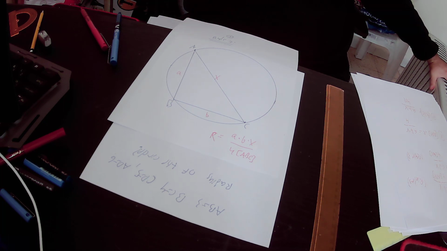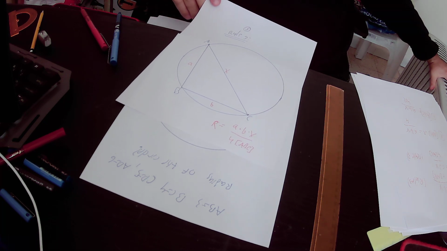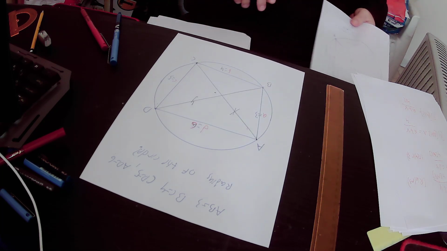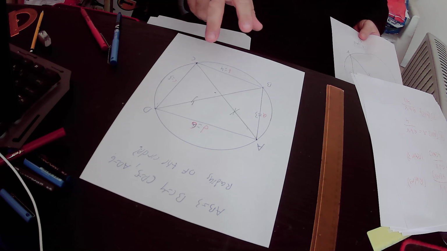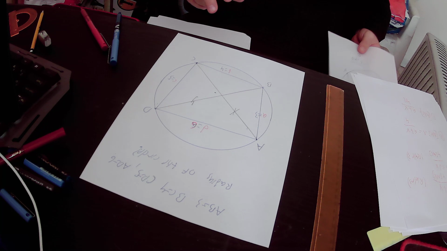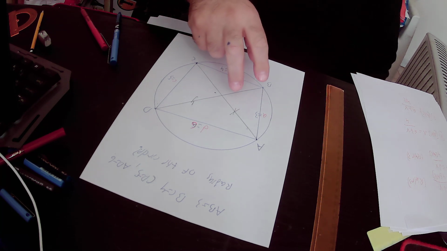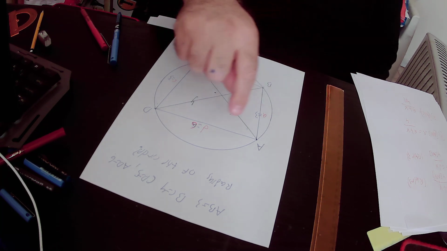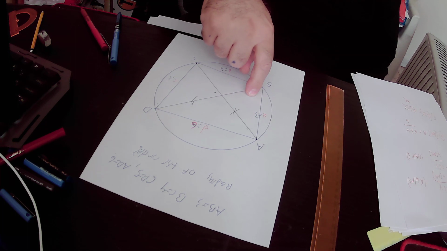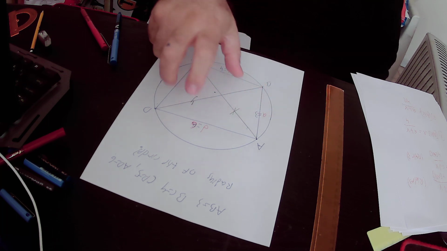And because in our drawing we have triangle ABC inscribed by this circle, according to rule number 3 we can find the radius of this circle. That is what we are looking for in this question. We want to find the radius of this circle.